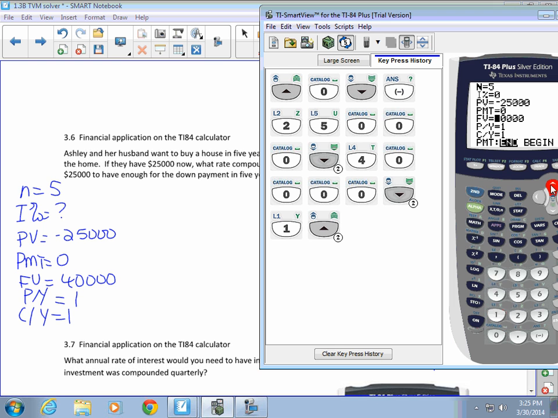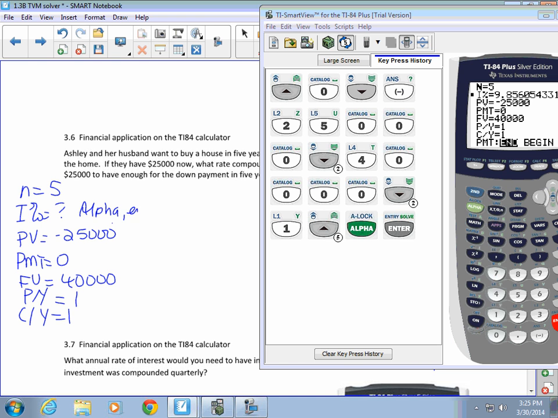So we go back up to the interest, hit the alpha, enter. Oops, try that again. So it was alpha, enter, and it has 9.8560. So basically 9.86% is what they need to invest.